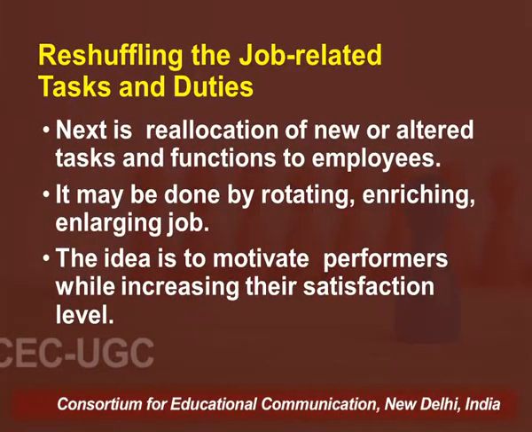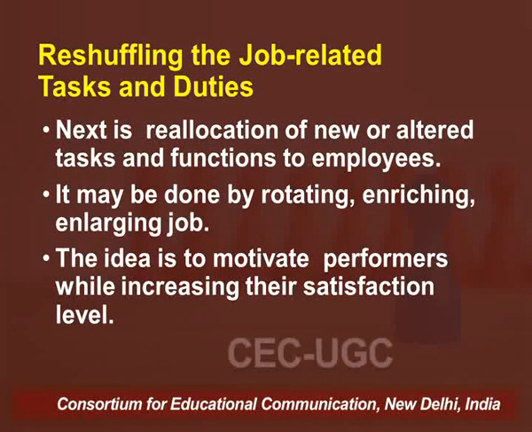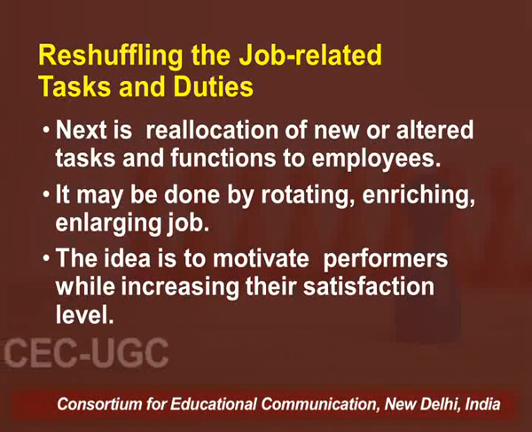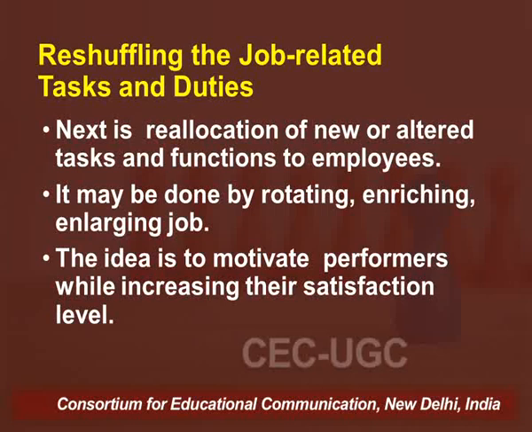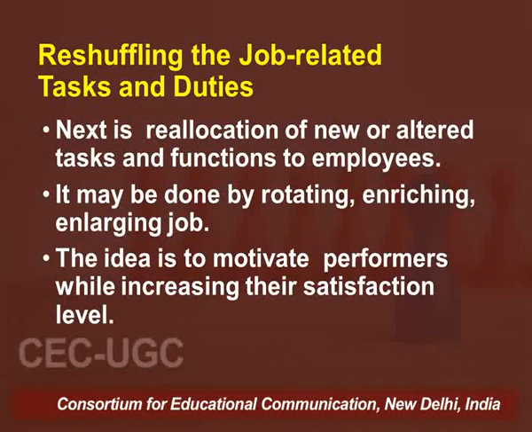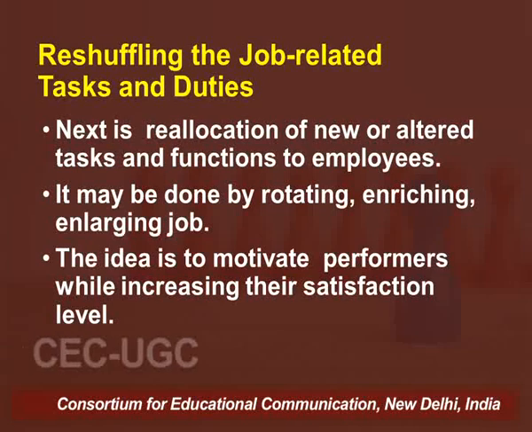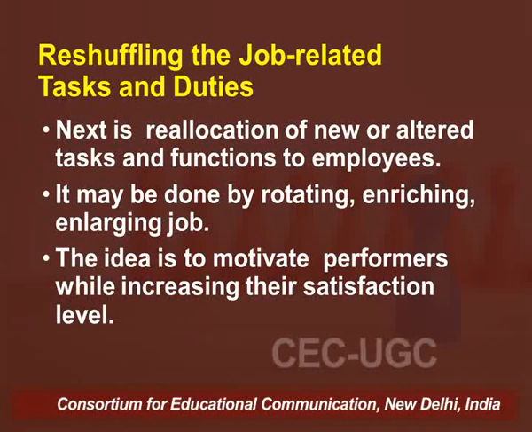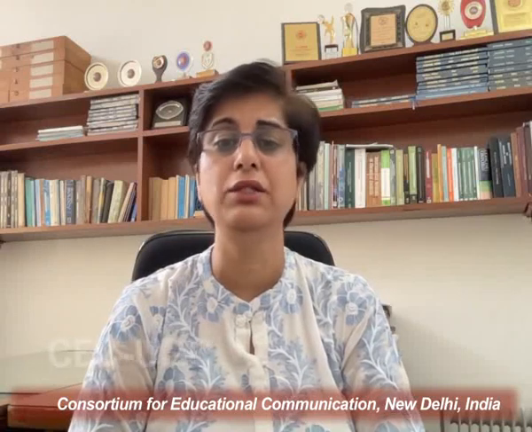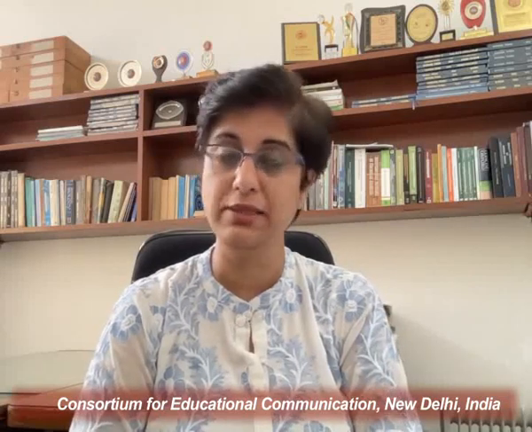And the next step is reshuffling the job related tasks and duties. So next is the reallocation of new or altered tasks and functions to employees. After analyzing the job related information in the previous step, we will now alter those tasks and functions, and these altered tasks and functions are allocated to the employees. It may be done by rotating, enriching, or enlarging jobs. The idea basically is to motivate performance while increasing their satisfaction levels. So ultimately, what we learned previously in the job design lecture is that the ultimate objective of every job design is to motivate performance and increase satisfaction levels.